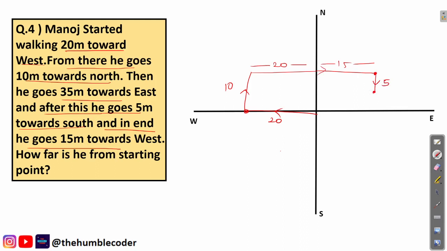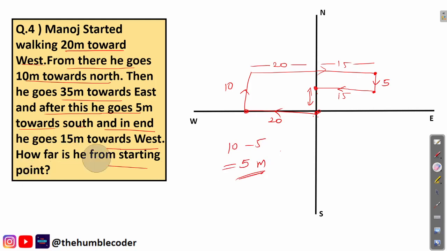And in the end he goes 15 meters towards the west. So 15 meters towards the west, which means this direction. Okay, let me draw the line again. So 15 meters in this direction will be until here. So right now he is at this position. How far is he from the starting point? So this was his starting point. So the distance between these two, how much will this distance be? You can clearly see from the diagram that the total distance is 10 and this distance is 5. So 10 minus 5, he is 5 meters away from his starting position.